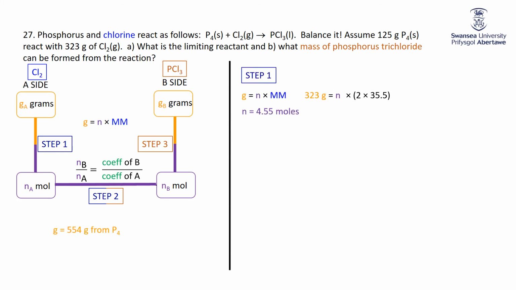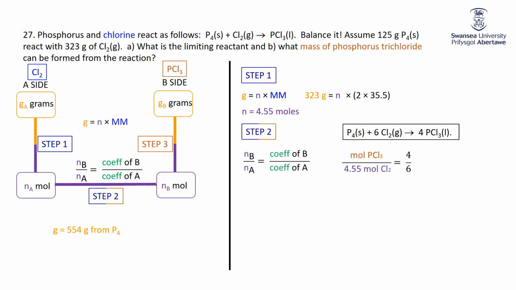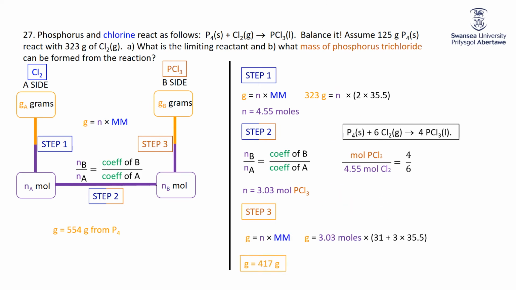All the way through, everything is the same except, first of all, a different molar mass because now it's Cl2. Different coefficients, because the coefficient of Cl2 was 6. And so that gives us 3.03 moles PCl3, and that gives us a total of 417 grams of PCl3.